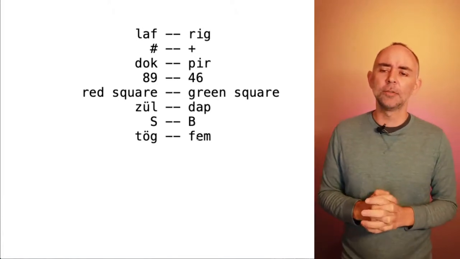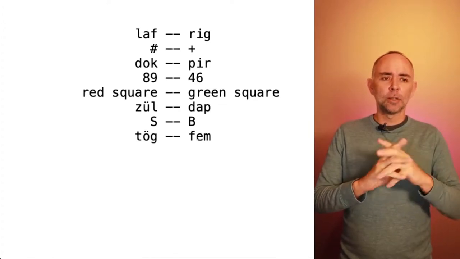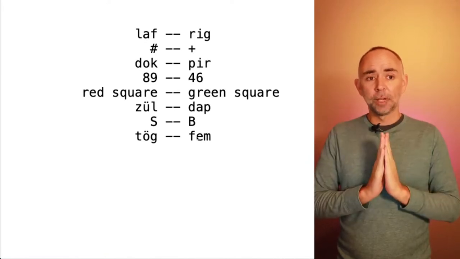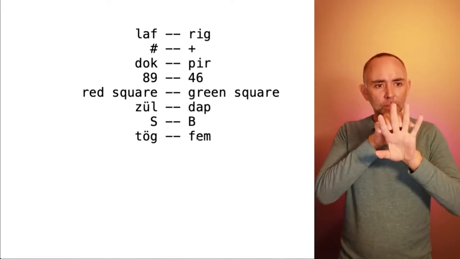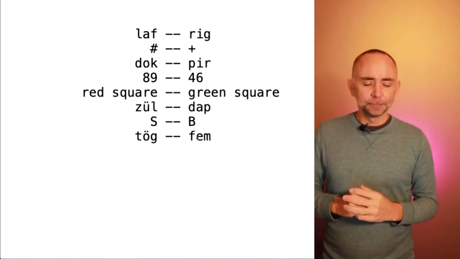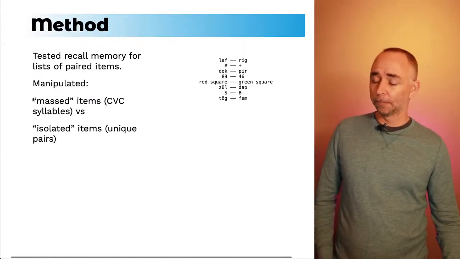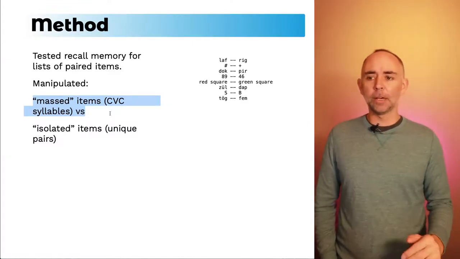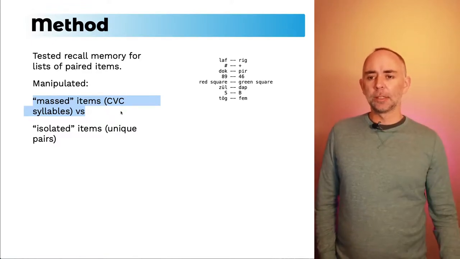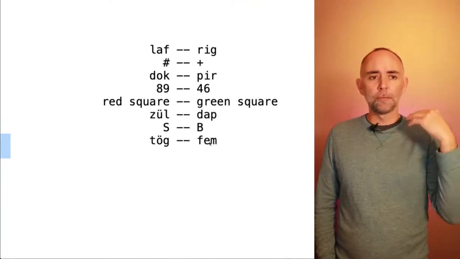Well, she was interested in distinctiveness and creating situations where some items would act as the, quote, background stimuli, and other items would act as the foreground stimuli. In her setup, she identified or labeled the background items masked items. For example, in this set, the masked items were the nonsense syllables. One, two, three, four. There's four of those.